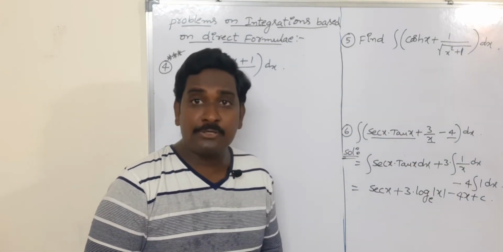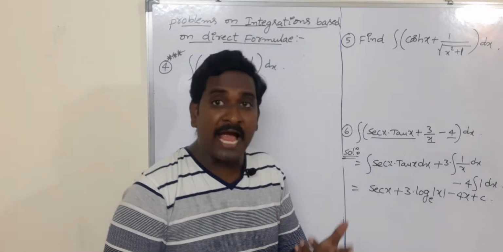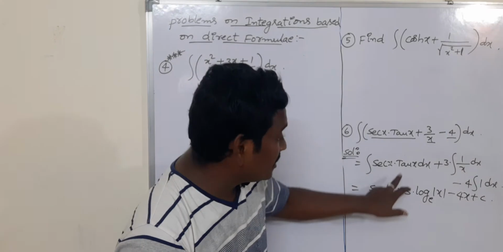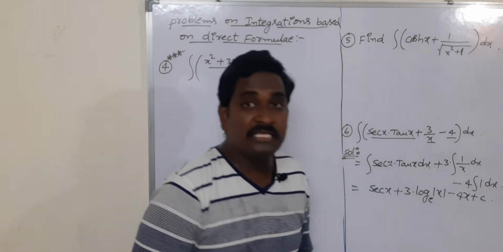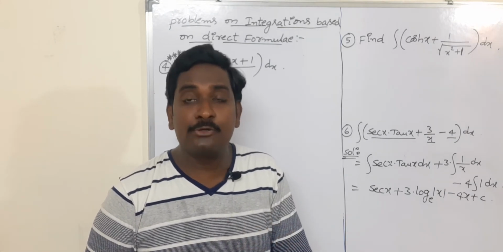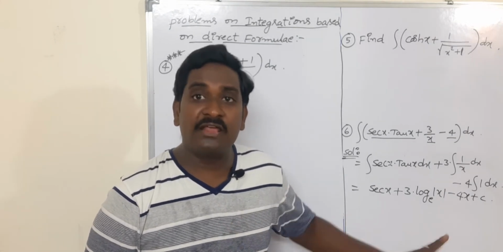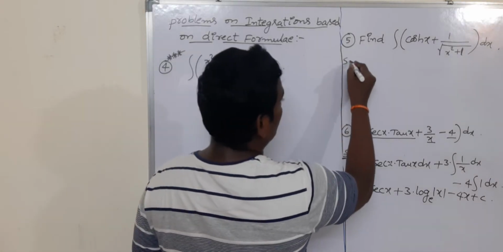It is not necessary to add constant c for every term. Okay, if we add a constant for every term, if we add c1 here, c2 here and c3 here, c1 plus c2 plus c3 is again a constant. That's why it is not necessary to add constant c for every part here. Okay, see this previous form.